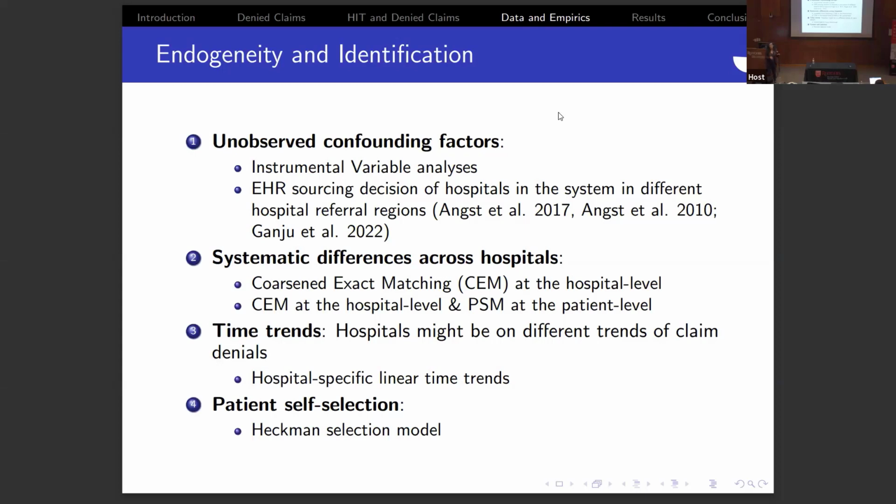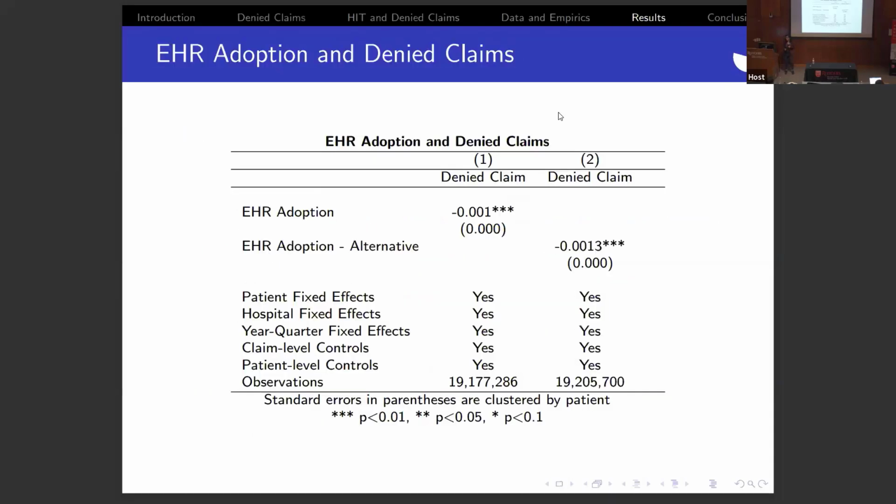Because I don't have much time, I'm just going to list them here and go into the main results. Basically we do an IV analysis, matching analysis, including hospital-specific linear time trends, a Heckman selection model, trying to address all these potential endogeneity problems that we might have. But let me just jump into the results.